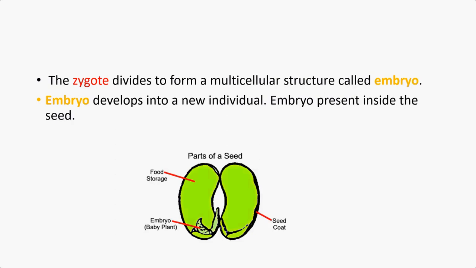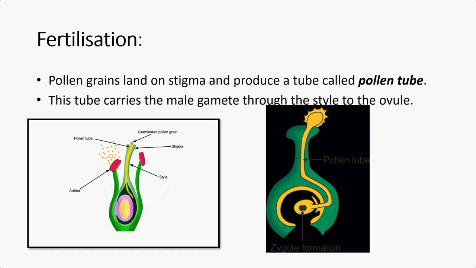Very good, children. Why I asked you to type this is so that you will know the process. First the zygote, next the zygote forms into embryo, and from embryo a new plant comes. So what are the steps? First zygote formation, next the zygote divides to form embryo, then from embryo only a new plant comes.